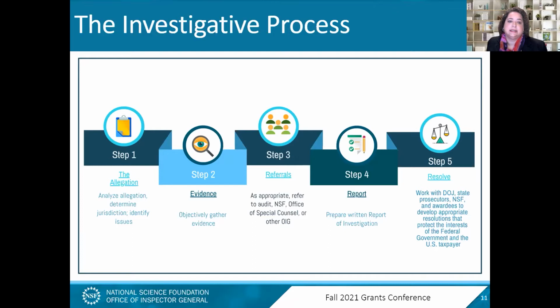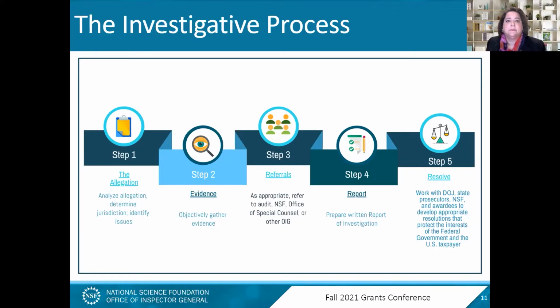Our primary task as investigators is to fact find. We want to establish what happened and to make sure such events will not happen again. So this may involve interviews, subpoenas, site visits. If the matter is criminal and we're working with the United States Attorney's Office, then there may be a warrant served. So once we identify the facts, we have to figure out what to do with them. So we may refer to university research misconduct, a U.S. Attorney's Office, or we may refer it to NSF.